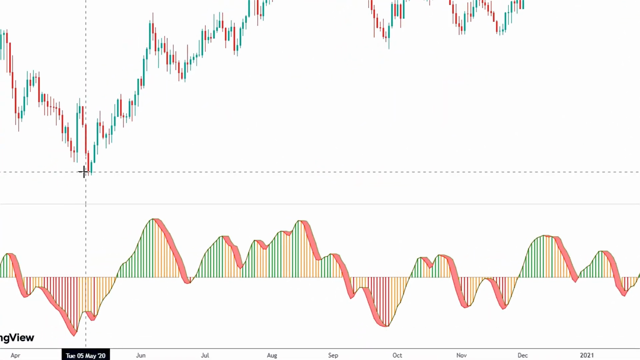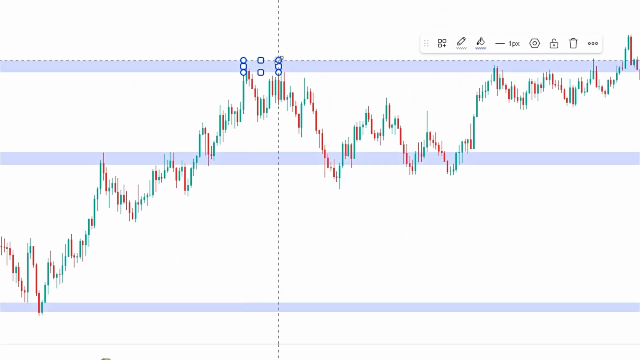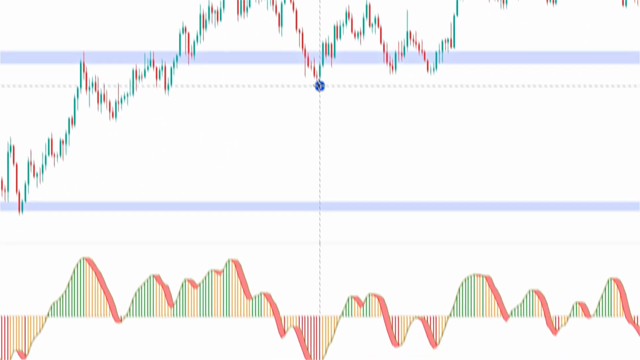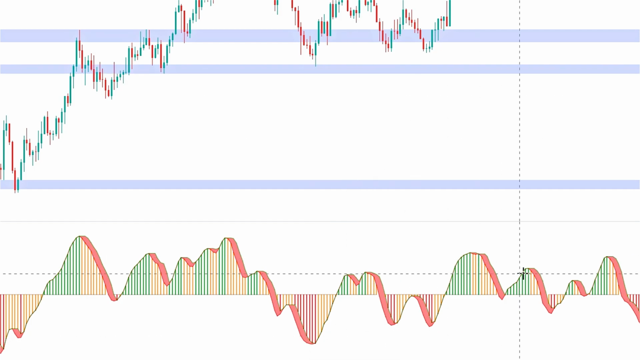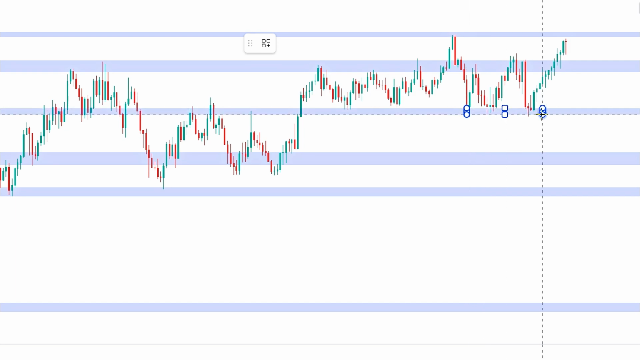Let's go again. First, we mark support and resistance zones using the indicator crosses. The price makes a peak where the indicator crosses. This peak is a relevant zone. The more touches that zone has, the more important and stronger is that level.